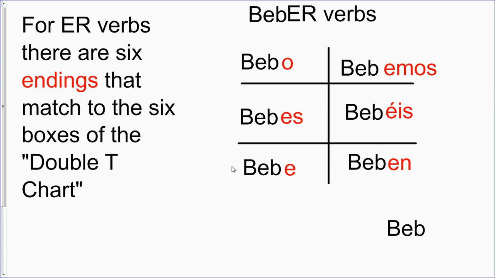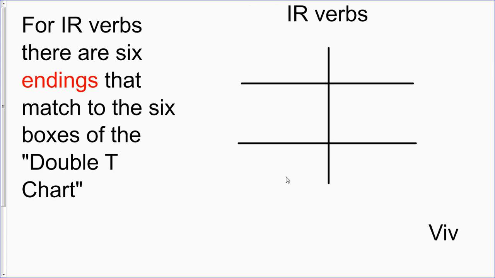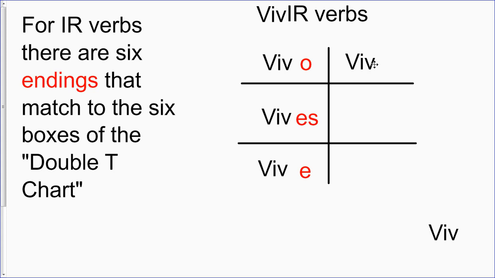Similarly, we have IR verbs. For our IR verbs, I'm going to choose vivir, which means to live. Vivir's forms are vivo, vives, vive, vivimos, vivís, and viven.